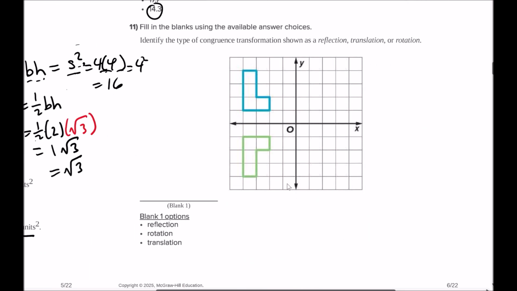All right, number 11, fill in the blanks using the available answer choices. Identify the type of congruence transformations shown as a reflection, translation, or rotation. Okay, so here it's flipping, right? So it's a reflection, right, guys? So we got a reflection. So number 11 is that.